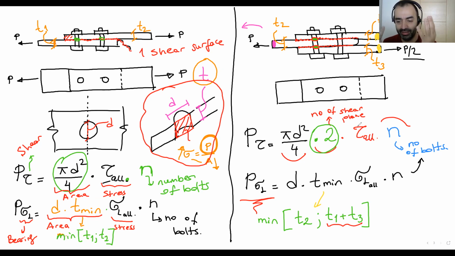We have these two capacities. At the end of the day, we have to convert them to one capacity. Which is the exact capacity of the bolt connection? P shear or P bearing. Here is the critical question. Most of the students make some mistakes around here.